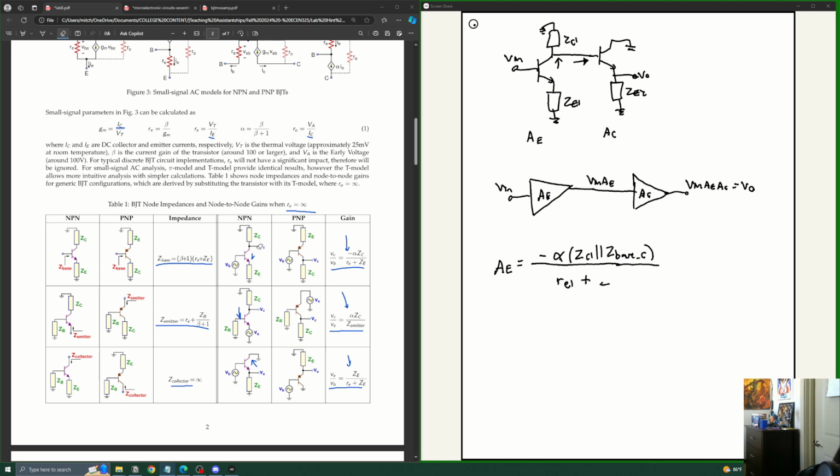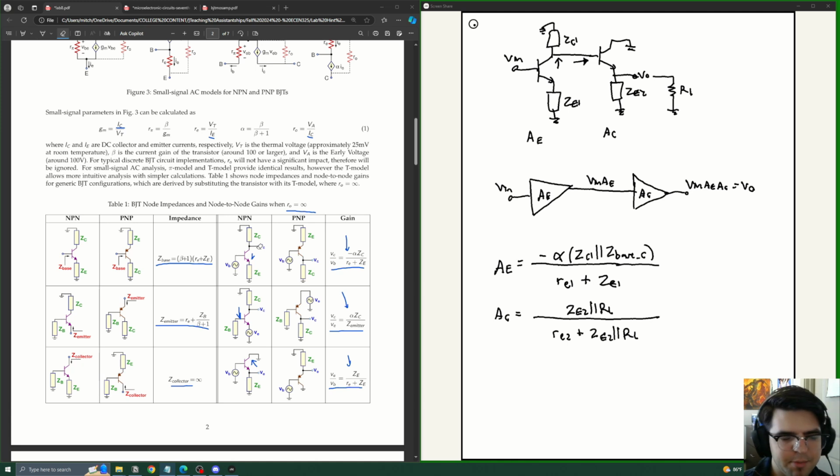So RE1 plus ZE1. And then AC, a very similar thing. Let's say we added some sort of resistive load like this. We're going to drive something with this amplifier, so RL. Now the gain of that stage is going to be the parallel combination of what we see at the emitter. So it's going to be ZE2 in parallel with RL, over RE2 plus ZE2 in parallel with RL. So by using the input impedances, we're able to account for how the gain equations have changed by adding in these new stages.